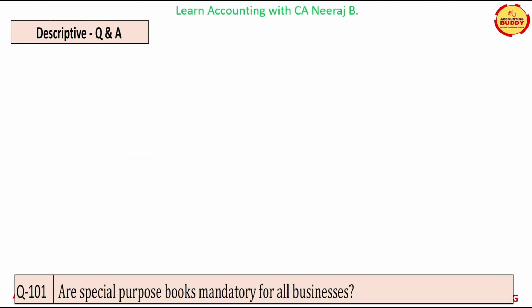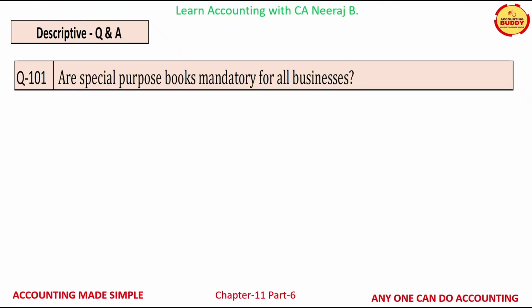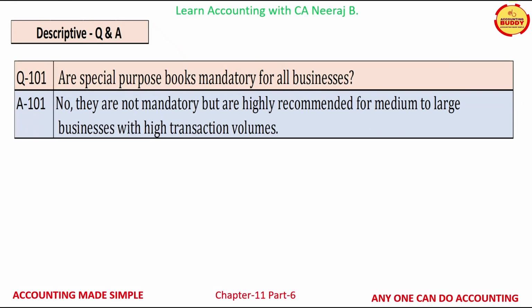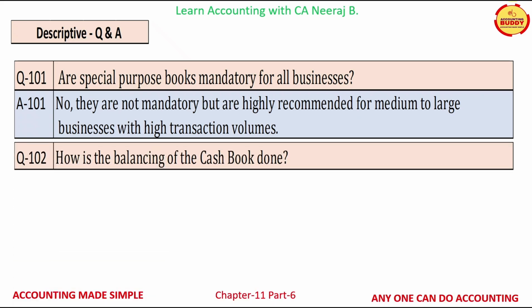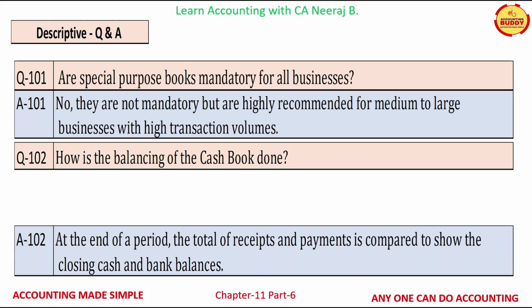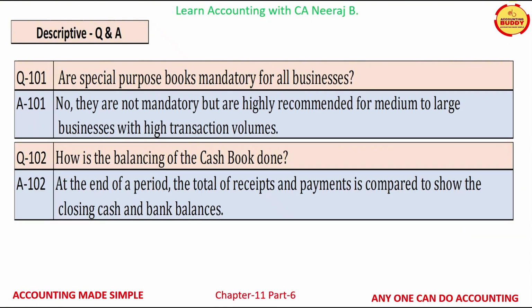Question number 101 is, are special purpose books mandatory for all businesses? And the answer is, no, they are not mandatory but are highly recommended for medium to large businesses with large number of transaction volumes. Question number 102, how is the balancing of cash book done? And the answer is, at the end of a period, the total of receipts and payments is compared to show the closing cash and bank balances.